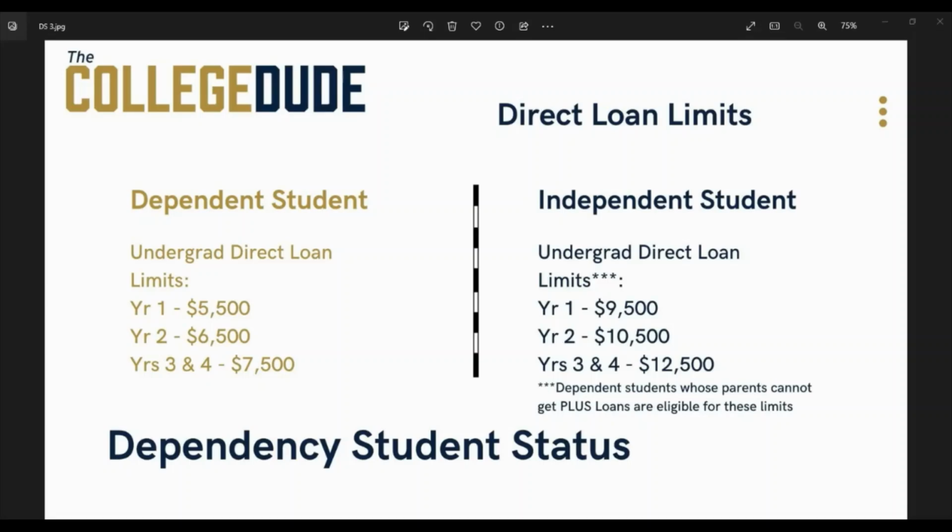As you can see on the left-hand side, dependent students are eligible for $5,500 their first year, $6,500 their second year, and then in years 3 and 4, they're eligible for $7,500 each. For independent students, you're eligible for an increased amount each year. $9,500 your first year, $10,500 your second, and then in years 3 and 4, you're eligible for $12,500.